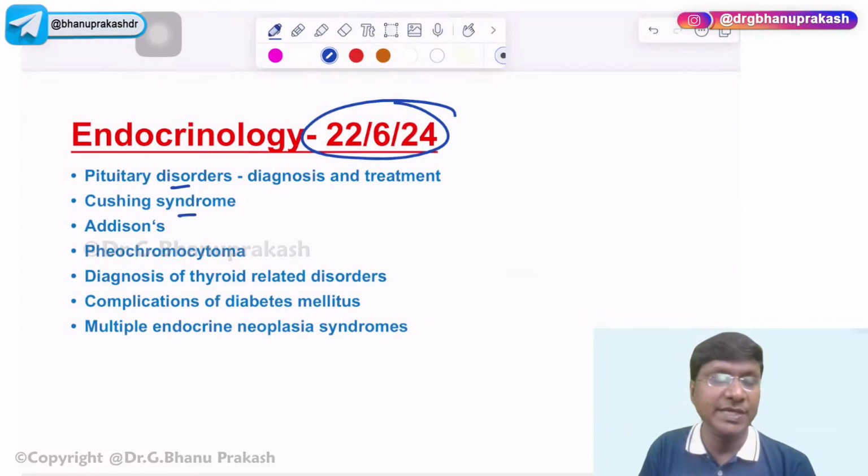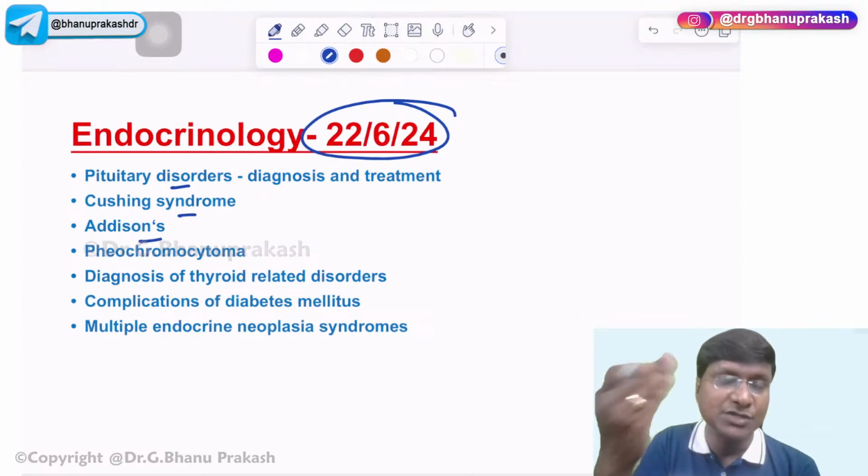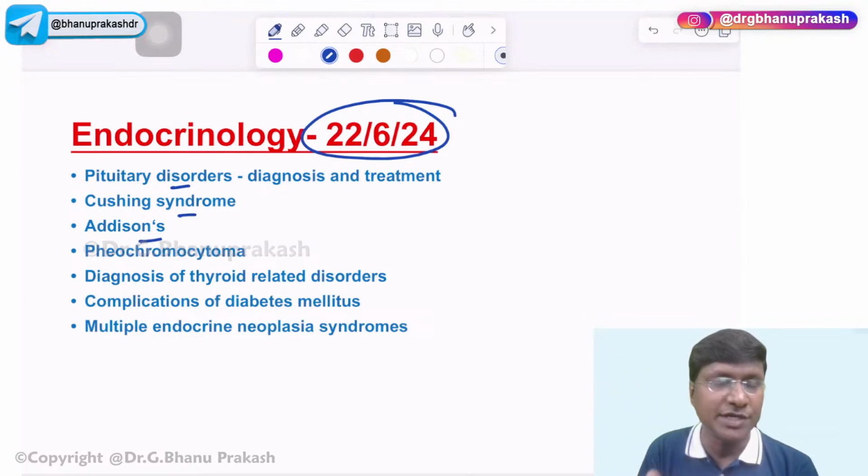And next is Cushing's. In Cushing's, you need to know the flowchart for the diagnosis, which is very important. And again, in Addison's, investigation of choice as well as treatment. So for primary as well as secondary adrenocortical insufficiency, what is the treatment? And you need to know about Waterhouse-Friderichsen syndrome in the Addison's. And in pheochromocytoma, investigations and treatment.